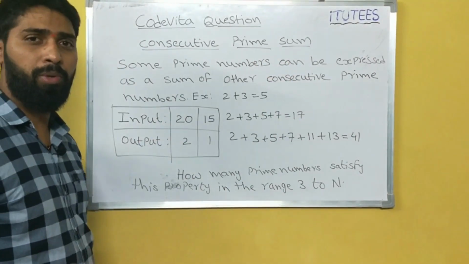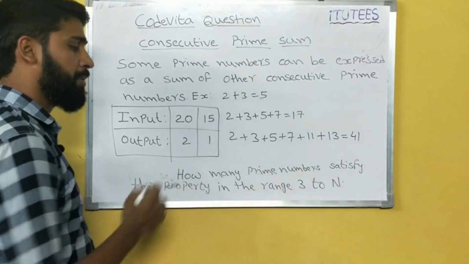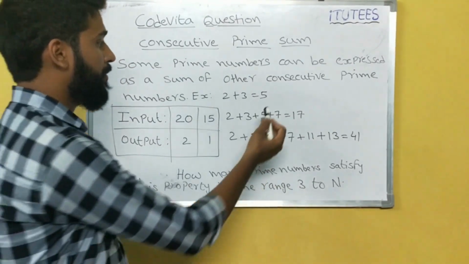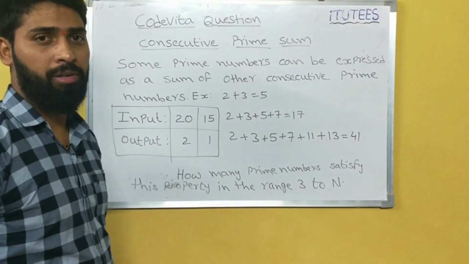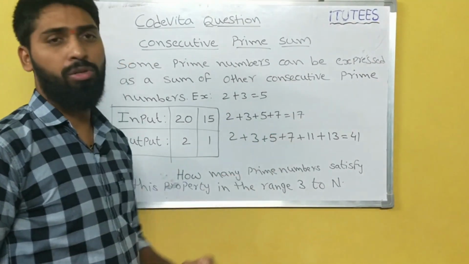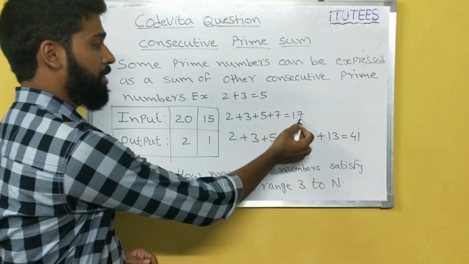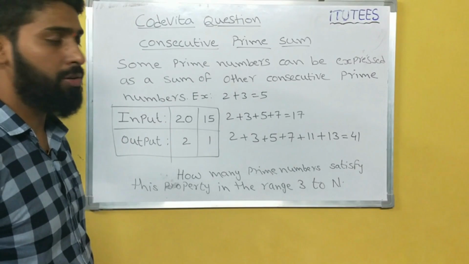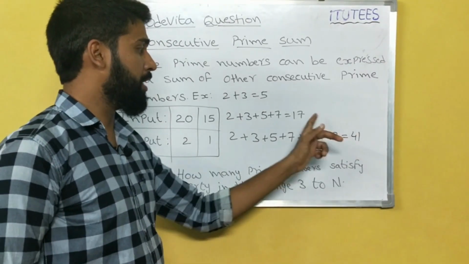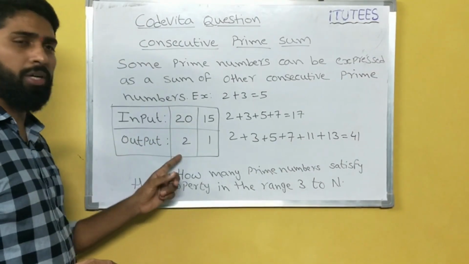Now we are going to write a program to find how many prime numbers satisfy this property in the range of 3 to n. For example, if I give n equals 5, what is the output? 1. If I give n equals 20, what is the output? Two numbers, one is 5, another one is 7. If I give n equals 50, there are 3 such prime numbers. So these are the sample inputs and outputs.